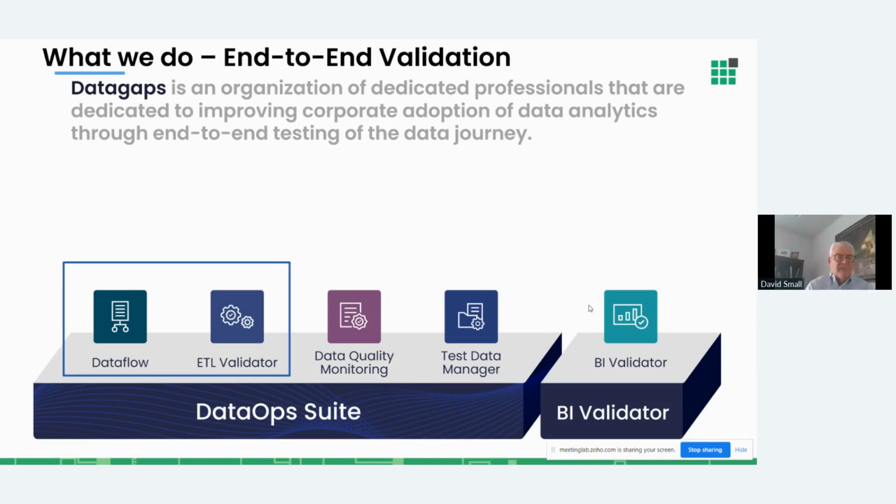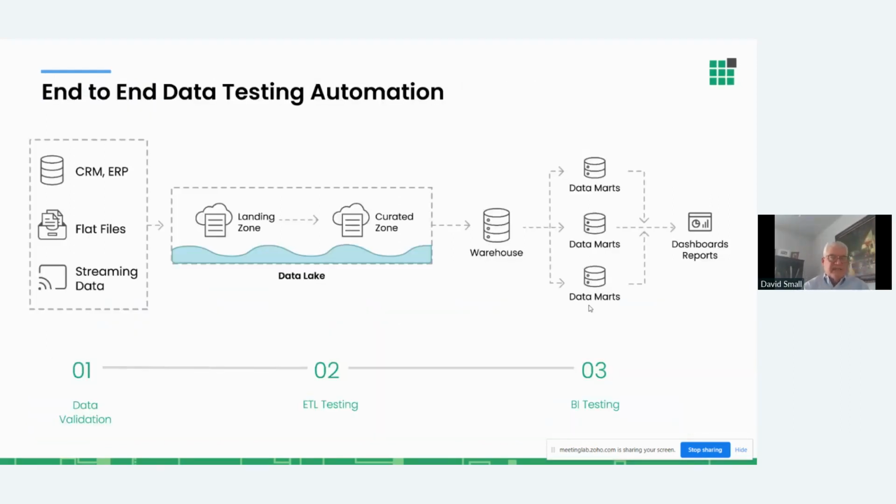So the two things we'll be talking about today are data flow, which is the ETL process, the ETL capability that we provide, or the framework, and then ETL Validator, which is that technology that does data quality testing. It does ETL validation and so on. So those are the two things we'll be talking about in the DataOps suite today. As I'd mentioned, as data comes into your enterprise, whether that's from your CRM systems, it could be flat files, it could be streaming data, ETL validation takes care of data quality checks and a number of things at that point in time.